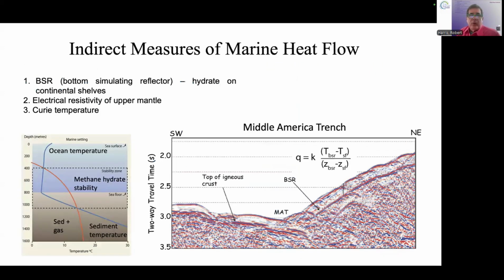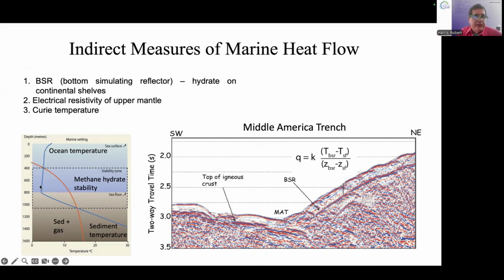Okay, and then finally, I just wanted to mention indirect measures of heat flow. The most common one are BSRs, or bottom simulating reflectors. I'll talk about that for a little bit. As gas, methane, percolates up through the sediment column, it goes into this region of stability. So down here you have sediment and gas. And then in this region right here, you would have sediment and methane hydrate, which is a methane gas.